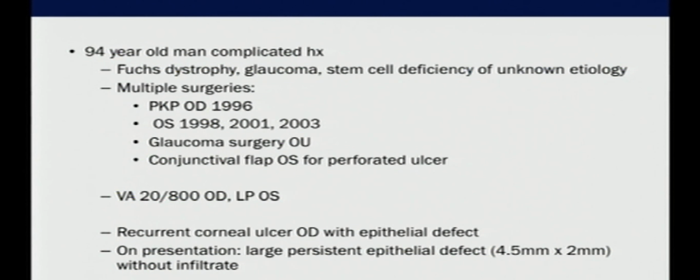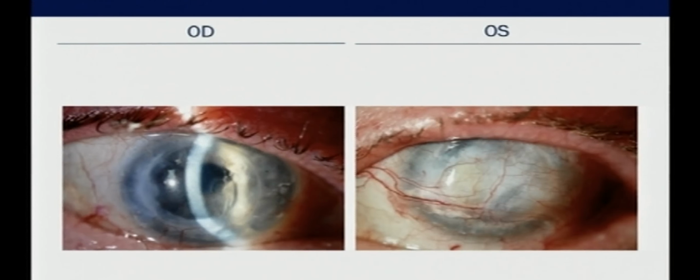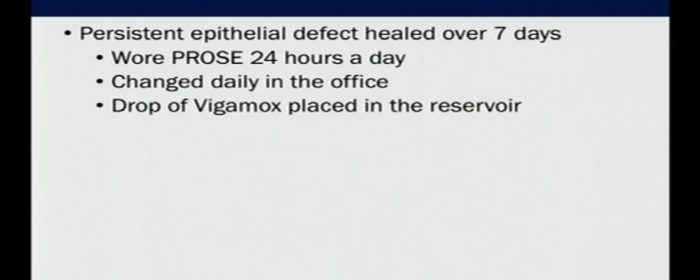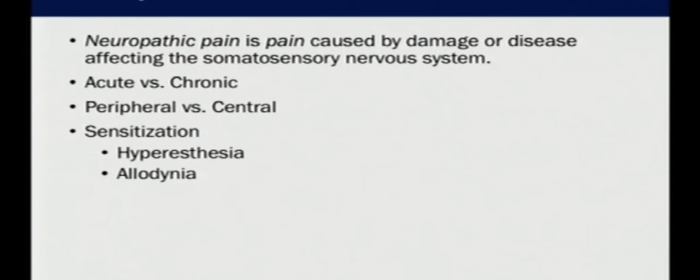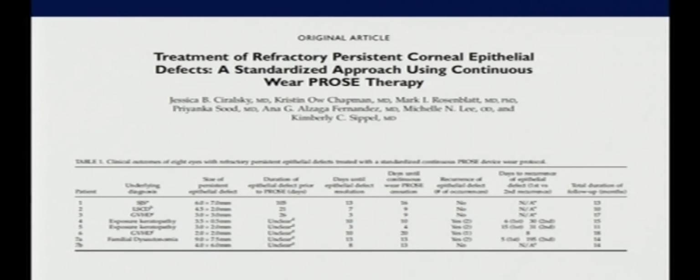94-year-old man with a persistent epithelial defect after multiple surgeries. All conservative measures to cure this patient's epithelial defect didn't work. So by keeping 24-hour wear of the contact lens, you see the epithelial defect at day 1, at day 4, at day 5, and ultimately by day 7 you have complete closure of the epithelium. Essentially this is by wearing the PROS device 24 hours a day. So we've published on using a chronic wear of the PROS device in a standardized fashion to allow epithelial defects to heal without concomitant infection, which was a prior problem.